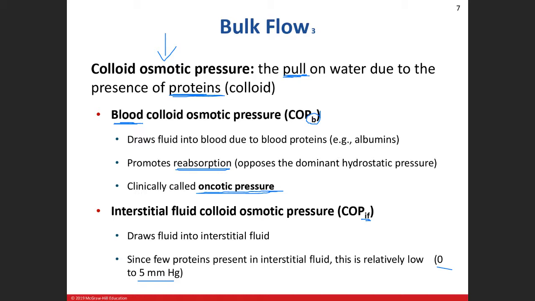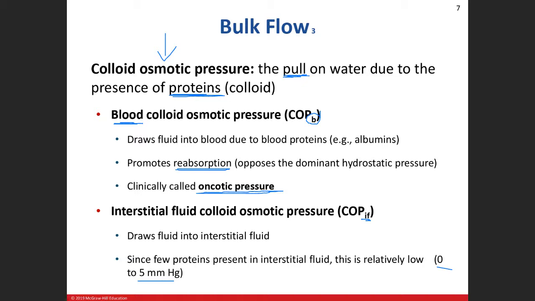6% of your blood plasma is proteins. Questions on that? This is just a review. I talked about this last class.